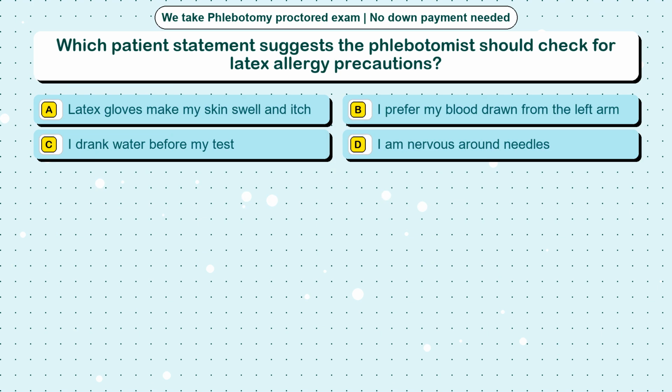Question 35. Which patient statement suggests the phlebotomist should check for latex allergy precautions? Option A, latex gloves make my skin swell and itch. Option B, I prefer my blood drawn from the left arm. Option C, I drank water before my test. Option D, I am nervous around needles.